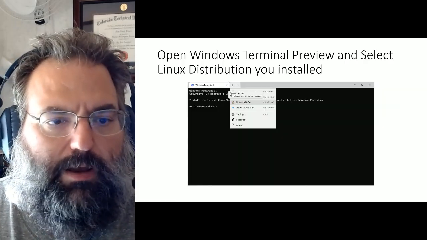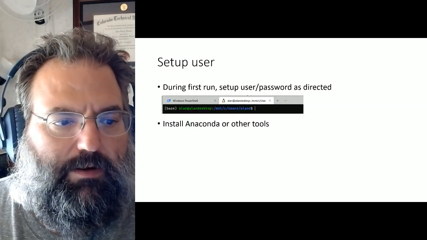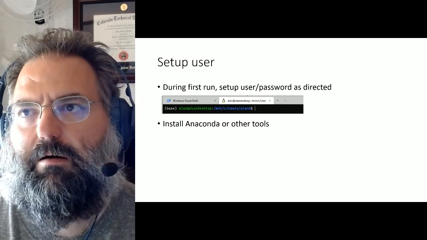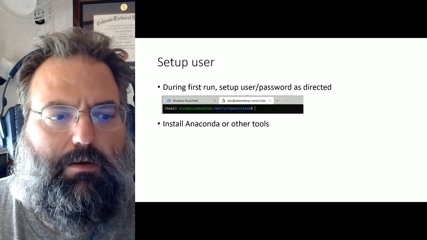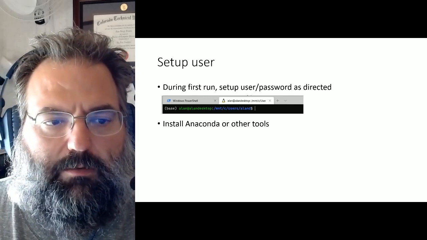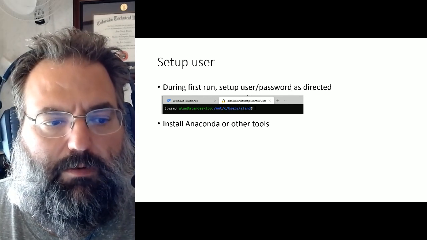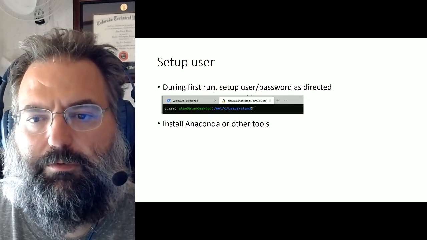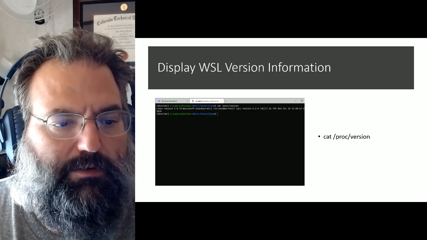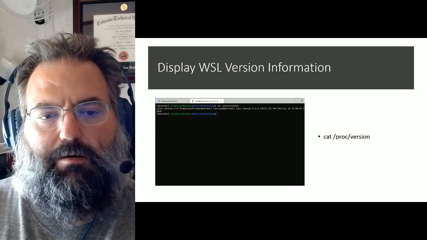And so after you've downloaded, you'll need to open it up the first time, and you'll do so through, generally speaking, the icon that shows up whenever it says it's installed. When you run it, it's going to ask you to give it a username to log in with and a password. Once you've done that, you'll want to do things like install Anaconda and whatever other tools that you use. You can use this command to see the version that is running, so cat /proc/version.